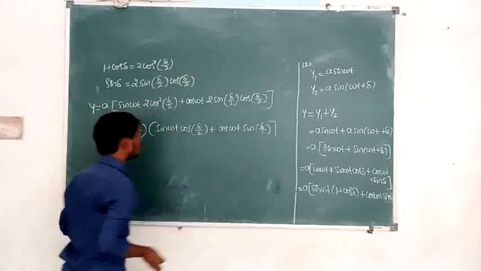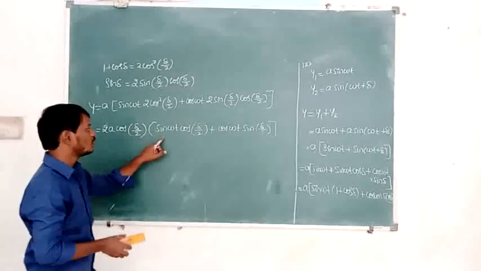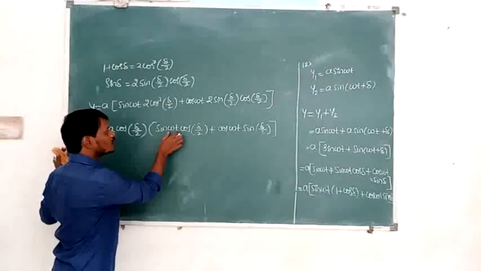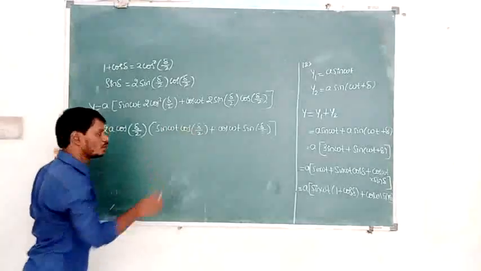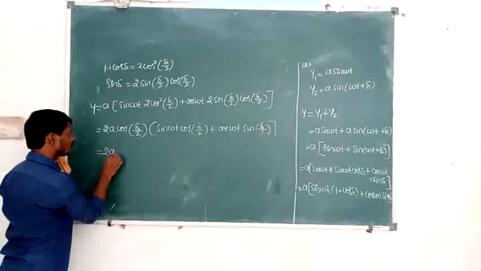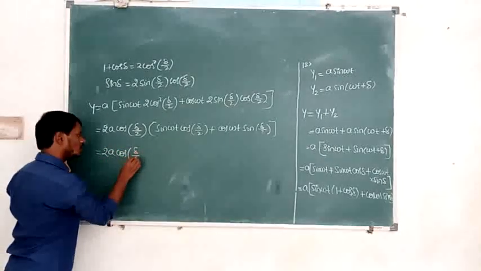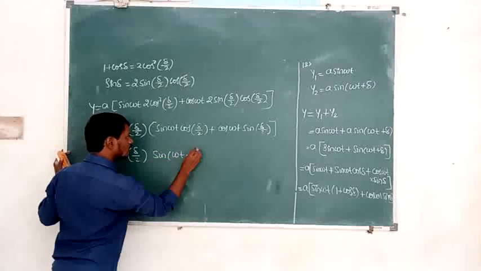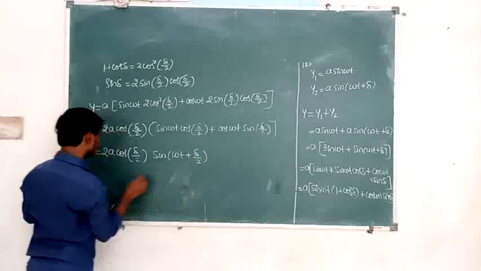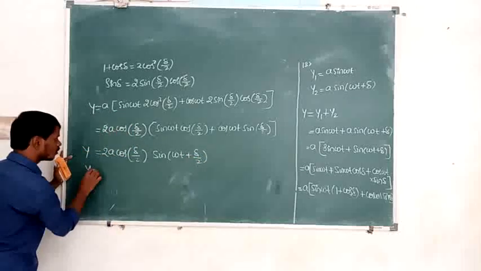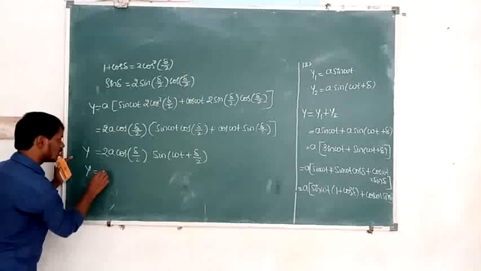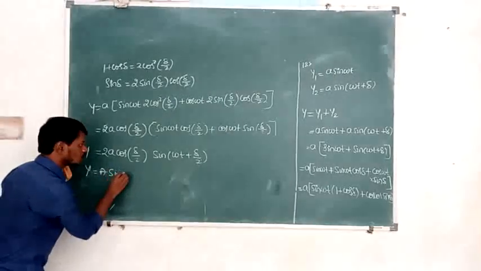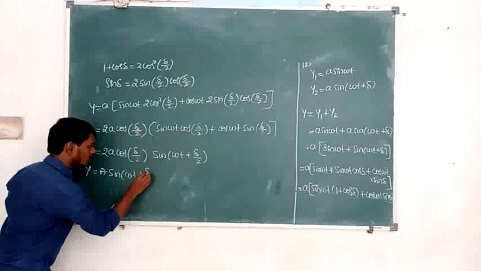Again it is in the form of sin A plus B form: sin A cos B plus cos A sin B. So what is A here? A is nothing but omega t. What is B here? Del by 2. So that is 2a cos del by 2 into sin of omega t plus del by 2. Then y is equal to, the resultant amplitude, 2a cos del by 2, sin omega t plus del by 2.